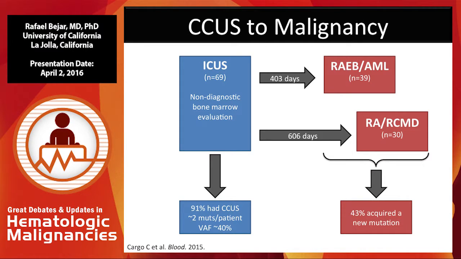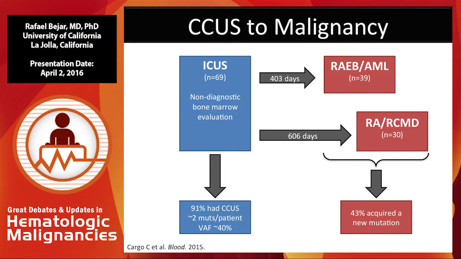When we published that study, a companion study was published with it that started to answer a really important question. What happens to these individuals that have clonal cytopenias in the long term? So this study didn't quite get at that, but what it did is it took 69 individuals that had a non-diagnostic bone marrow, all of whom subsequently went on to develop a frank hematologic malignancy. In this case, 39 of them developed either AML or refractory anemia with excess blasts, and 30 developed refractory anemia or CMD. And you can see there's quite a long latency between these two time points, so it wasn't something that happened overnight.